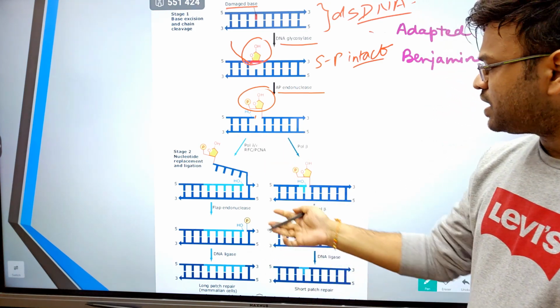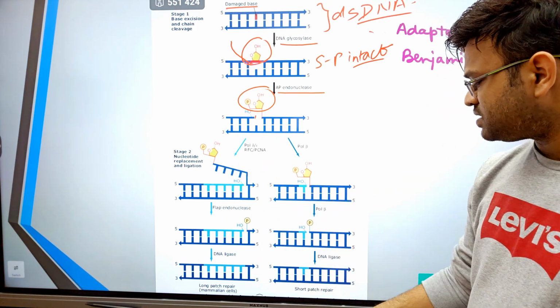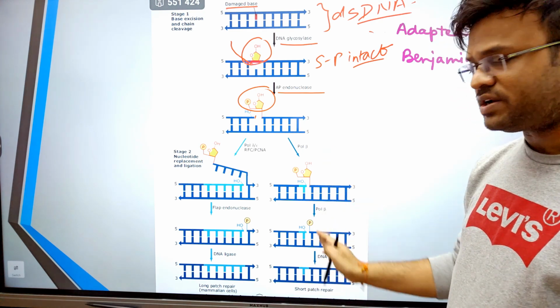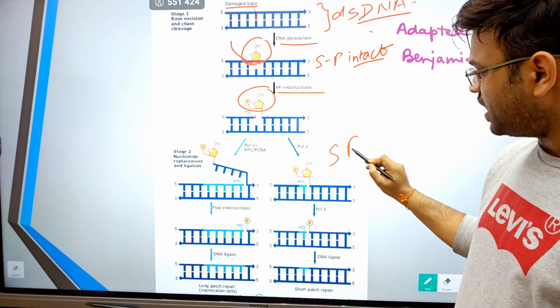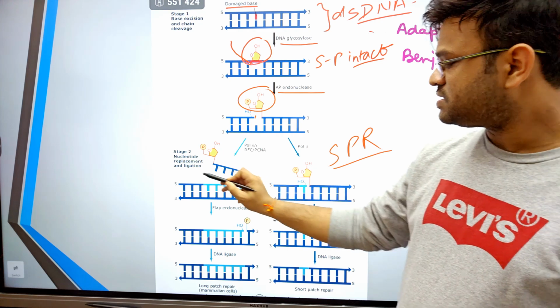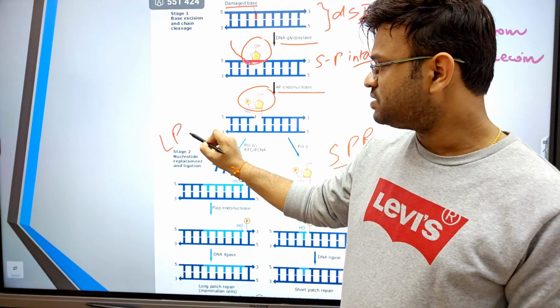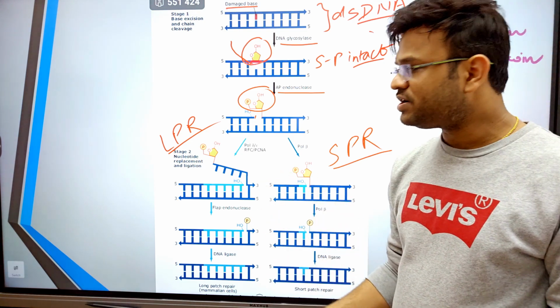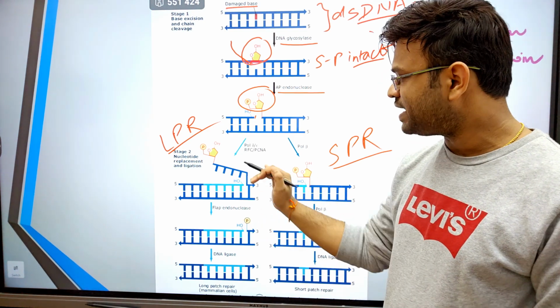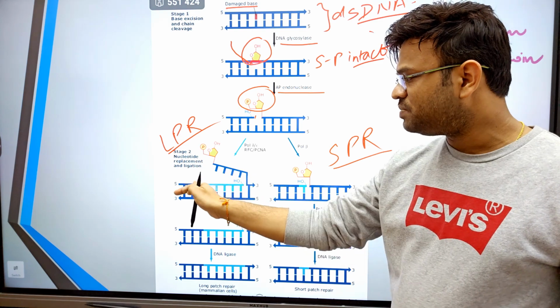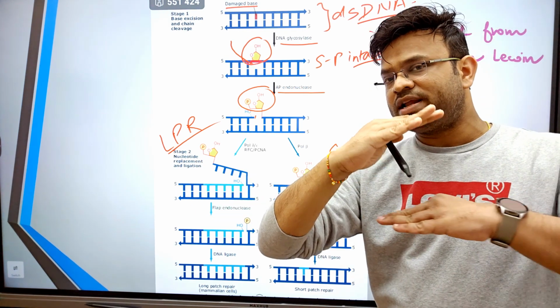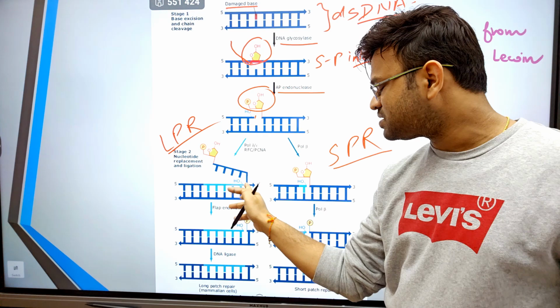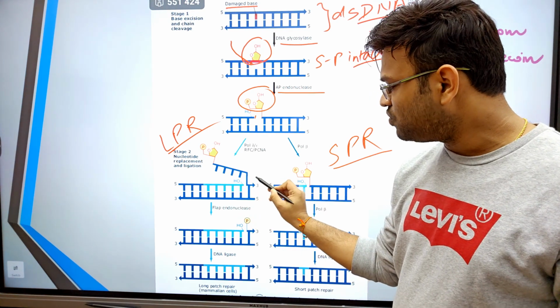And now you can just divide it into two parts. This is the short patch repair system over here on the right, and this is the long patch repair system. Now in case of long patch repair system, as I have already told you, a flap endonuclease would be utilized. Polymerase delta and epsilon would be moving like this, and the flap would be created like this. You can see that a flap is created, and finally the flap would be removed.